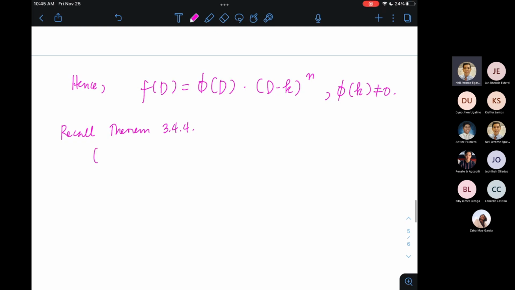3.4.4, we noted there that d minus k raised to the n applied to e to the kx times y is equal to e to the kx times d to the n applied to y. So parang ito yung shifting. Ito nga ba yung exponential shifting? Or a specific case of exponential shifting, right? So kapag meron kang d minus k to the n applied to e to the kx times y, it is equal to e to the kx times the nth derivative ni y. Okay?